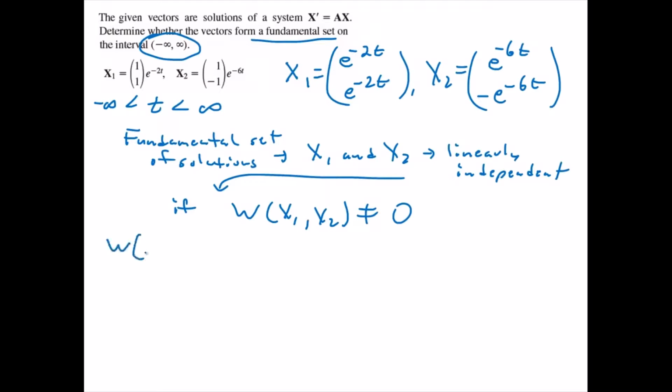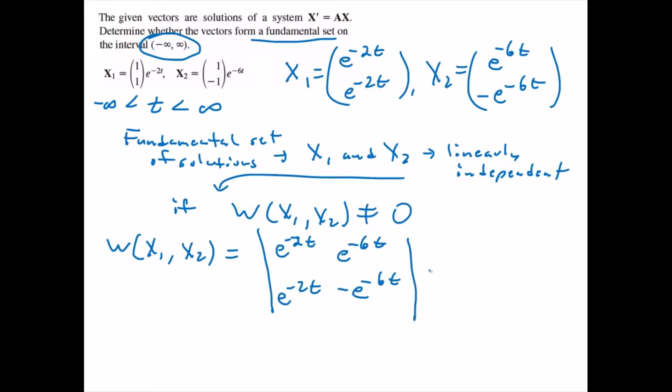So the Wronskian of x sub 1 and x sub 2 will be the determinant of, well, our first column will contain x sub 1. We'll have e to the minus 2t and e to the minus 2t in our first column. And our second column will contain the vector x sub 2. We'll have e to the minus 6t and negative e to the minus 6t. So we'll find this determinant.